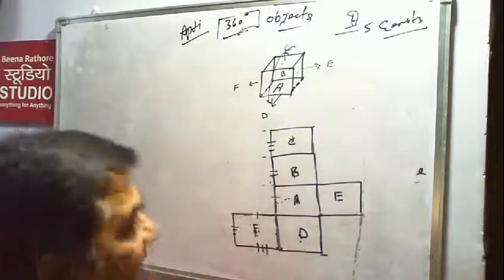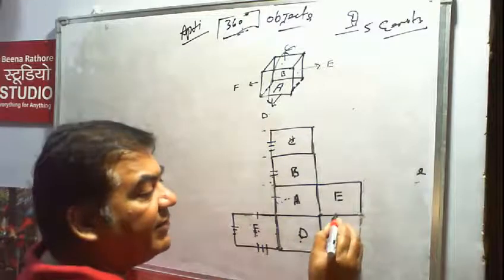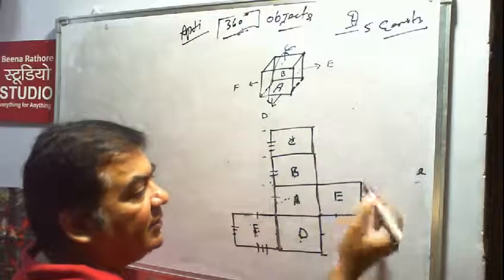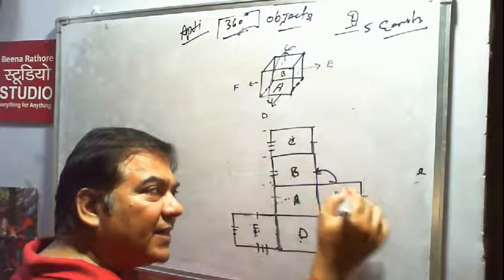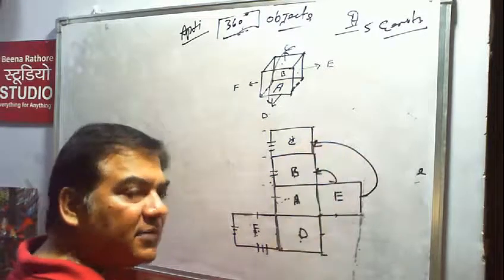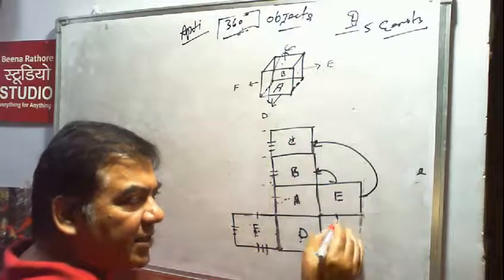All right. That means you understood this line will be common to this, and this line will be common to this. I think this line belongs to this, and this line belongs to this. Is it okay? And this line belongs to this.